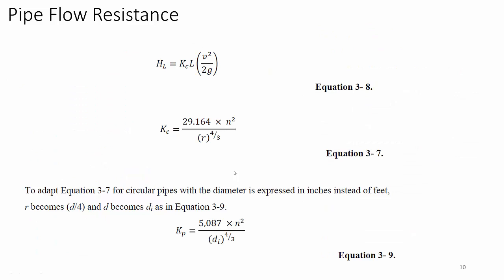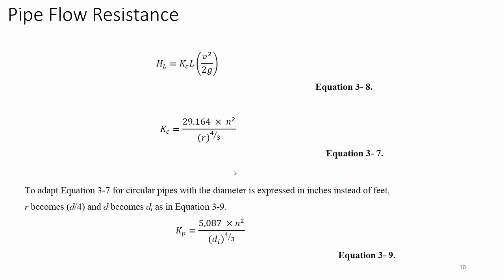So head losses are calculated as a function of K sub C and L, the length, times the kinetic energy. K sub C equals 29.164 times Manning's N squared over hydraulic radius to the 4/3. So this is very calculable, very simple. So you adapt this for circular pipes by expressing in inches instead of feet.